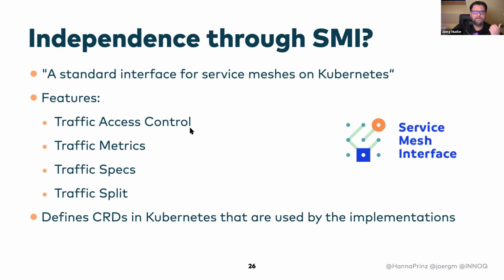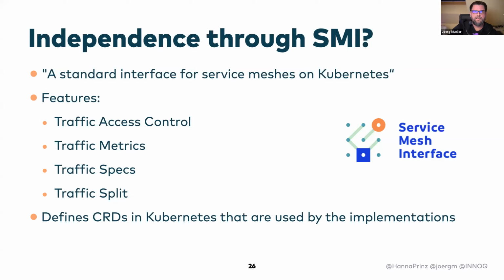There are things like traffic access control, so what service can be accessed by what service. Traffic metrics, so to define what metrics you want to read from a service. Things like traffic specs, so you can go down and define what kind of traffic is really happening there, so you might have better metrics on that. And the one that's very popular in usage is the traffic split, so you can define how traffic is split between services.